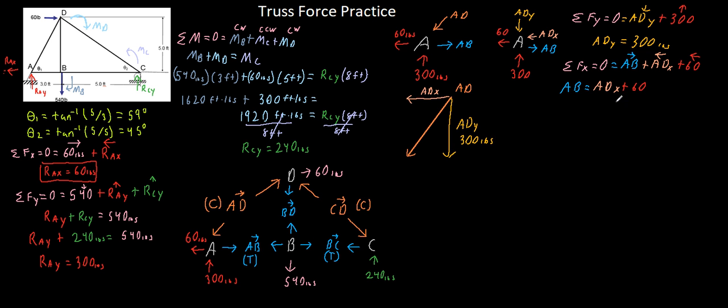In other words, these will add up to 60. You might say, well, we got to find ADX to solve for AB, but we kind of already have everything we need to solve for ADX. So what I'm going to do is my vector forces tip-to-tip method. I'm going to redraw ADX at the tip of ADY.